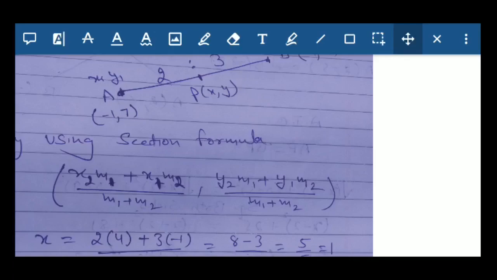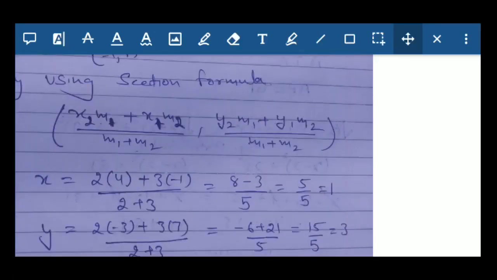We know what the section formula is: x = (x2 m1 + x1 m2)/(m1 + m2), y = (y2 m1 + y1 m2)/(m1 + m2). Now you will put the values of the coordinates of A and B. In the first part you will find the x coordinate, and we will take the first part.